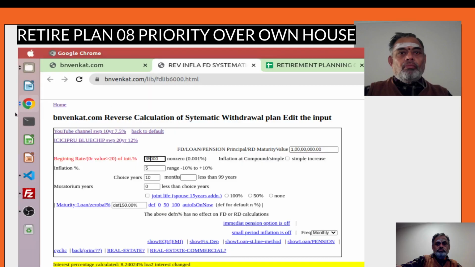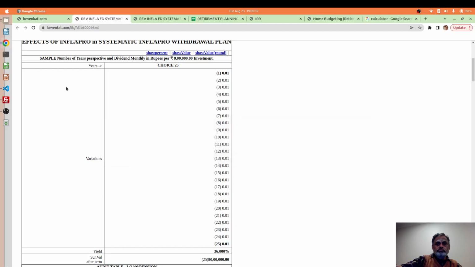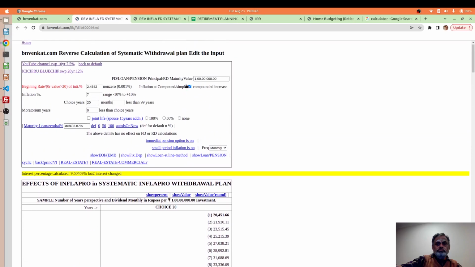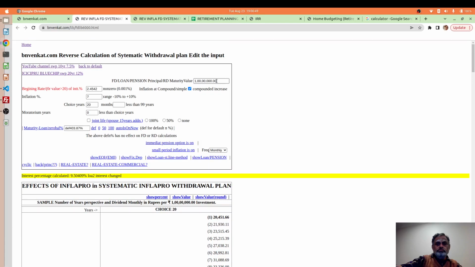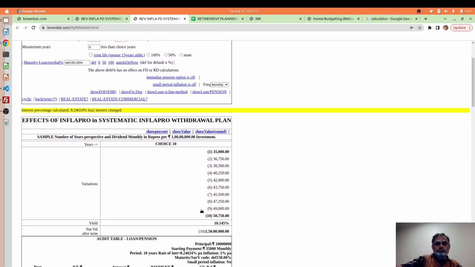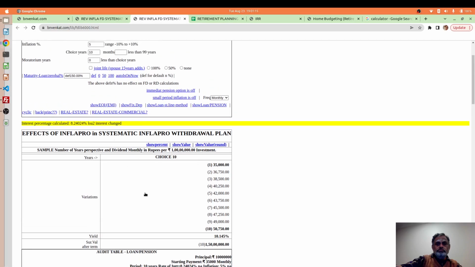Let us go to the page itself and see the calculations for ourselves. Let us take the investment to be 1 crore, and we can see here the rental value is 35,000 rupees per month, inflation is 5%, simple increase, term 10 years, and the maturity figure worked out to be 1.5 crore, 150% or 1.5 times. In this case, the internal rate of return has worked out to be 8.24%.